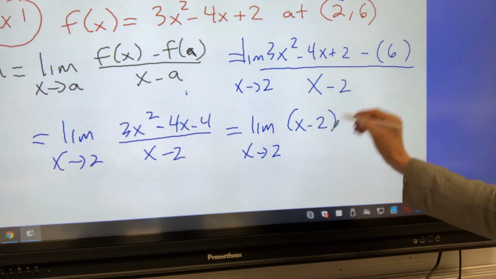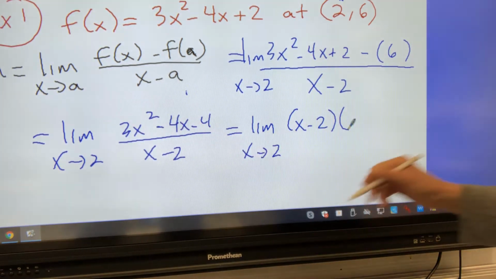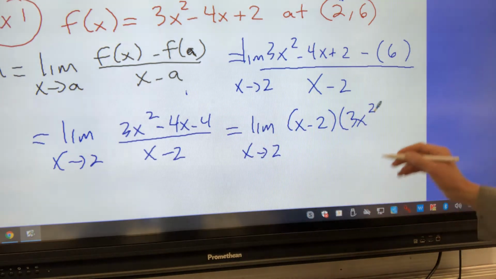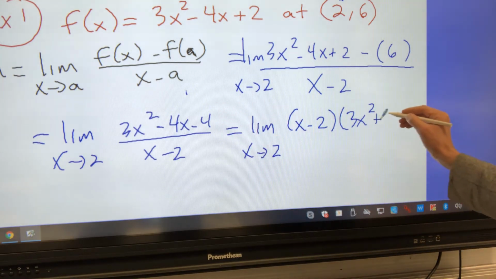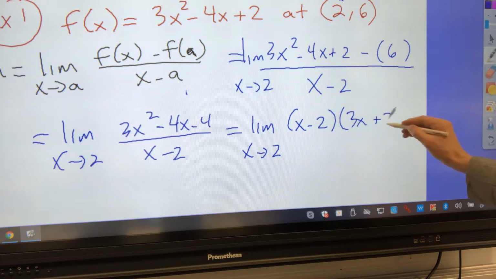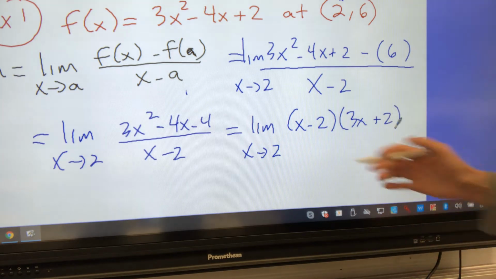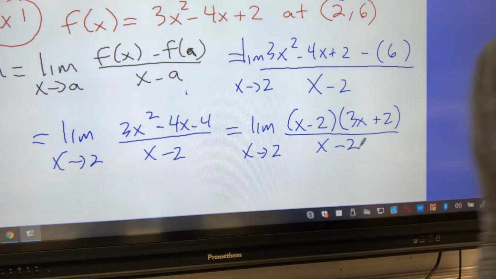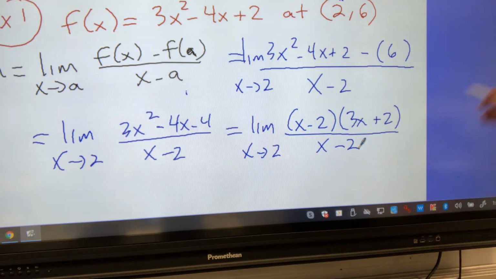Well, if x minus 2 is a factor, x times what gives you 3x squared? That is 3x. A negative 2 times what gives you a negative 4? That is a positive. Ooh, I made a mistake. That's just 3x, but then you get a positive 2 here. You could FOIL it. You'll get exactly that over x minus 2. The x minus 2's will cancel now.